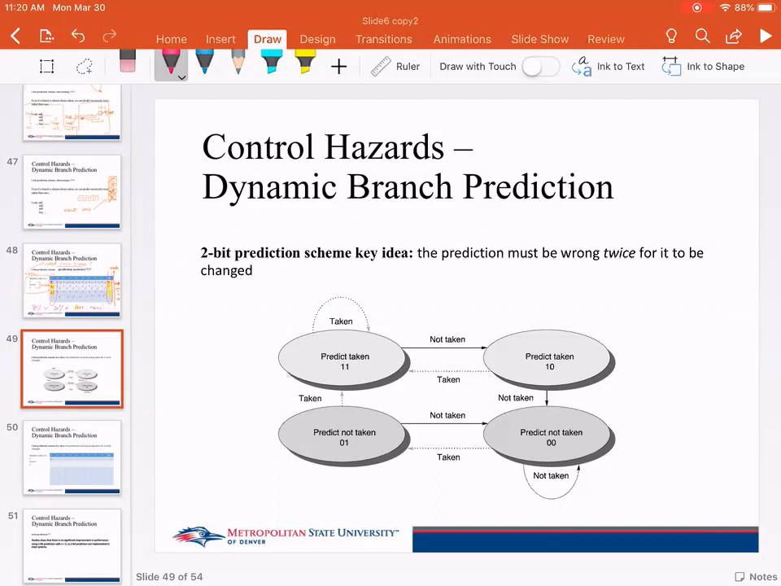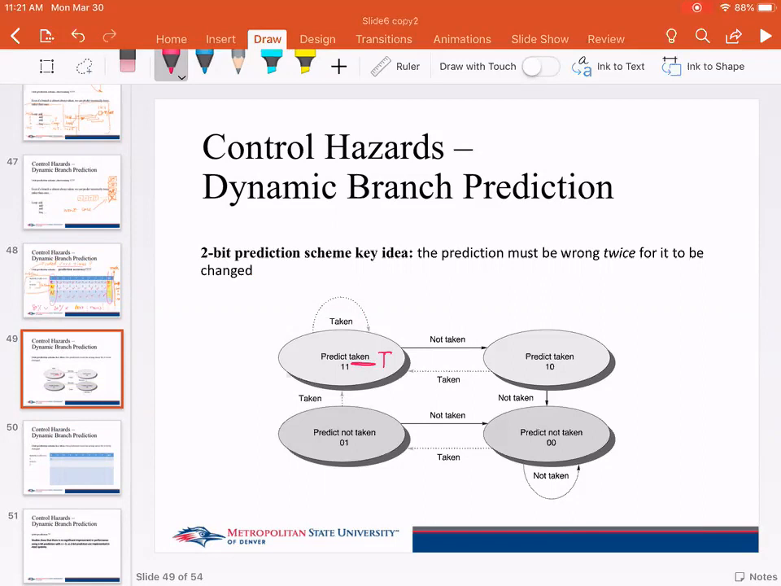So a famous approach is called the 2-bit prediction. The key idea is you don't want to change your prediction until you get it wrong twice. And suppose my current prediction is the branch is taken. So my current prediction is T, and if the branch is taken, then I don't need to change, because that tells me you are doing a correct prediction, right?